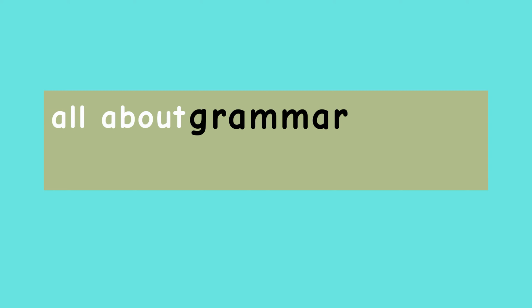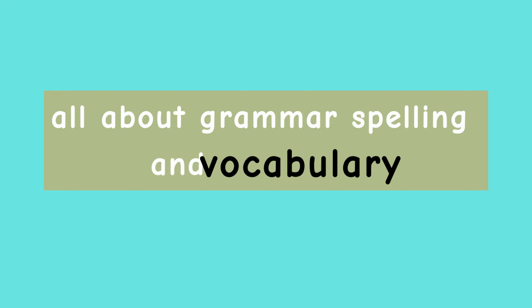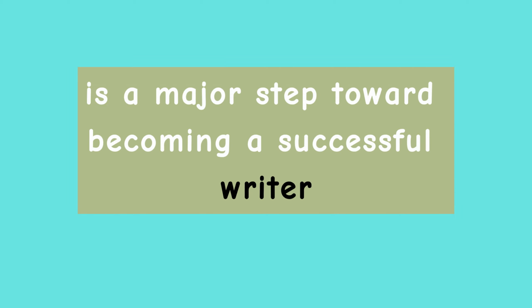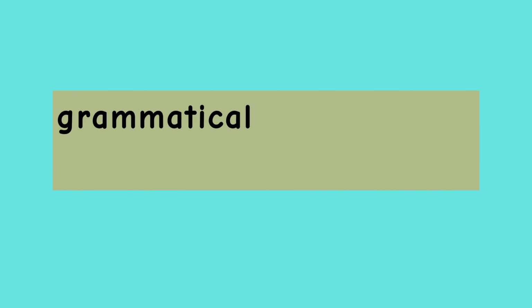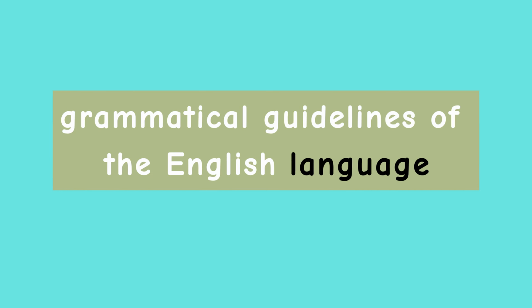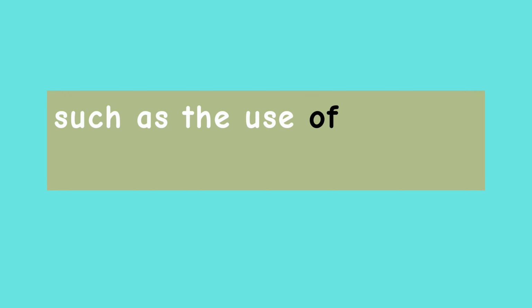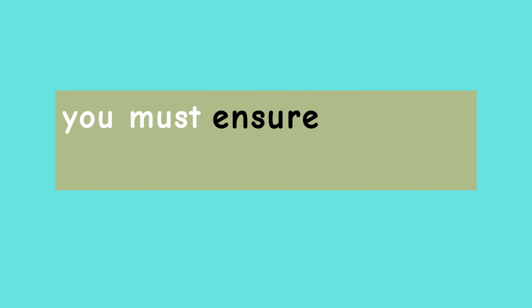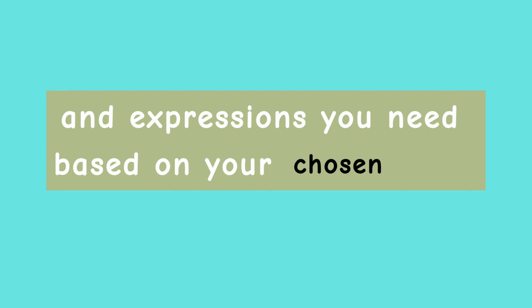All about grammar, spelling, and vocabulary. Letting your hair down is a major step toward becoming a successful writer. However, you must ensure that you follow the proper grammatical guidelines of the English language. Of course, there is a place for certain devices, such as the use of slang or informal expressions. Nevertheless, you must ensure that you use the proper vocabulary and expressions you need based on your chosen topic.